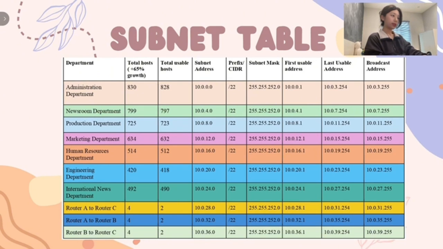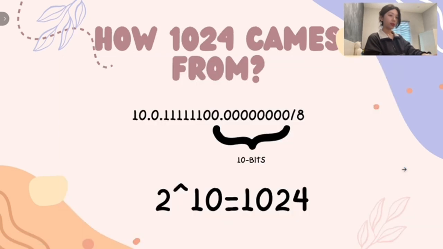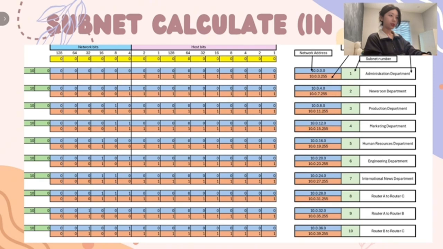So back to this subnet table, these are the total hosts needed, usable hosts needed, subnet address, subnet mask, and also the first and last usable IP address. For the international news department, although there are 2 departments, following the requirement, they are required to be inside one subnet. And here are also the subnets of the networks which link between routers, as we are using 3 routers in this assignment, so there will be 3 subnets. And now, this is the subnetting calculation in bits form. This table shows the network address and broadcast address of every department or subnet.